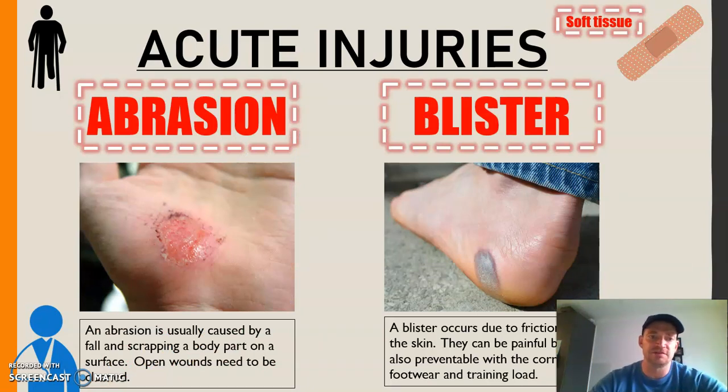Two more acute injuries. Abrasion. An abrasion is usually caused by a fall and scraping a body part on the surface. Open wounds need to be cleaned. You've probably done this on an AstroTurf where you've had a slide tackle, you've fallen over. You get this abrasion. Can sting quite a bit.